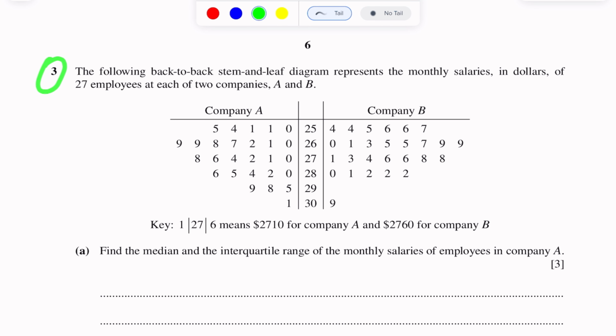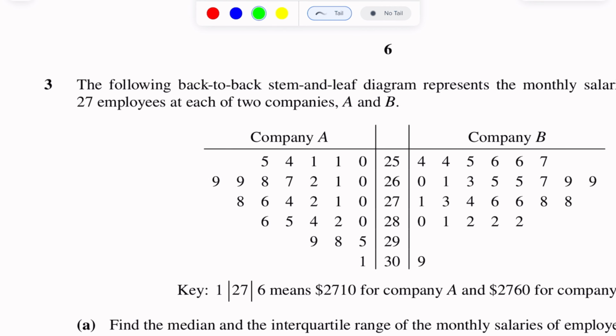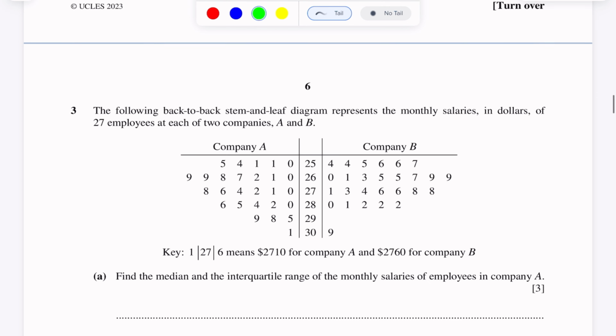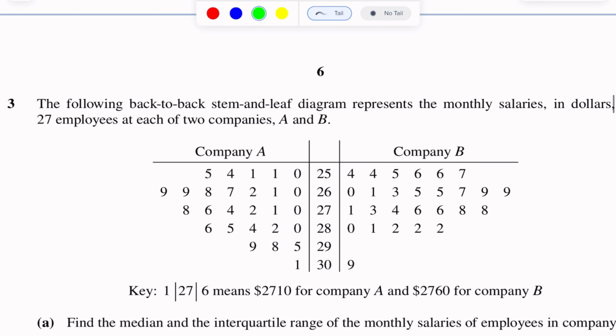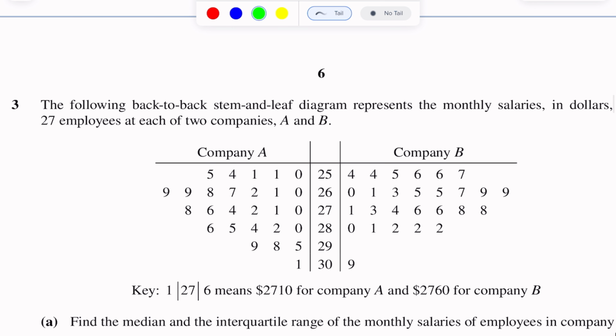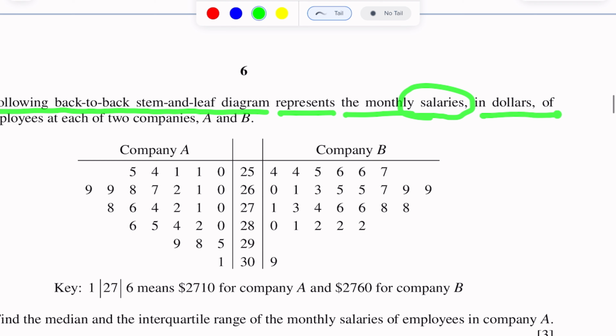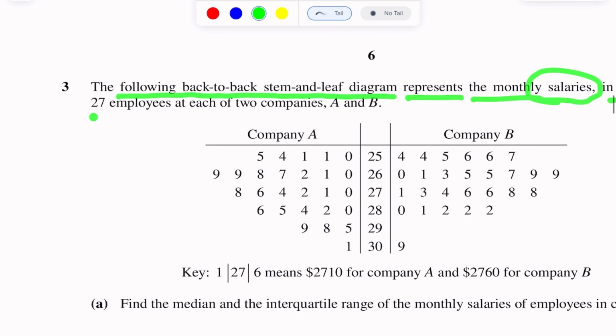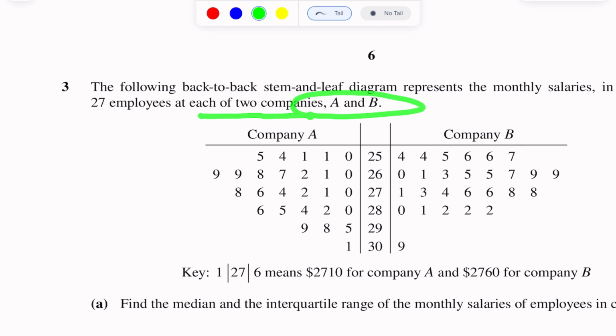Question number 3. This question is from representation of data. The name of the chapter is representation of data. The following back-to-back stem and leaf diagram represents the monthly salaries in dollars of 27 employees at each of the two companies A and B.